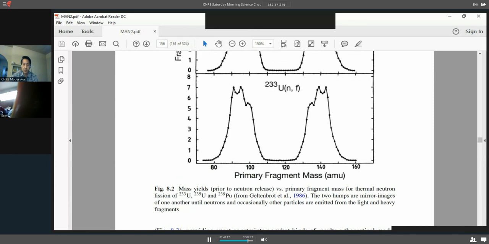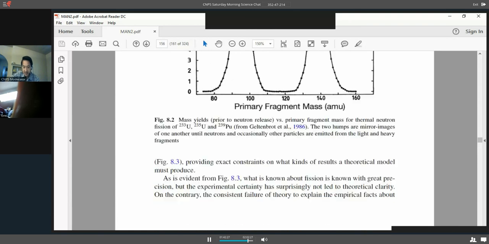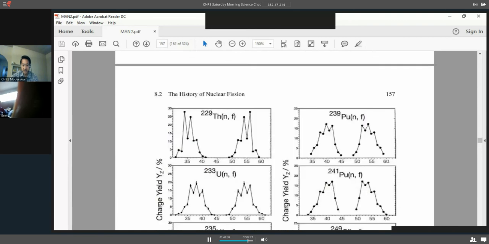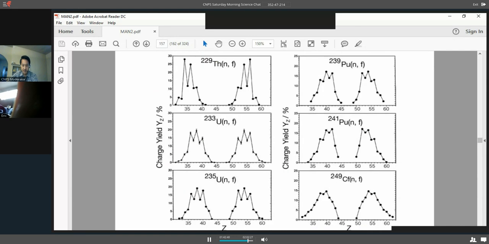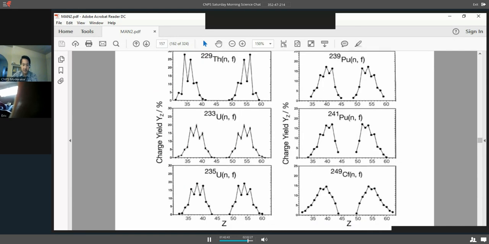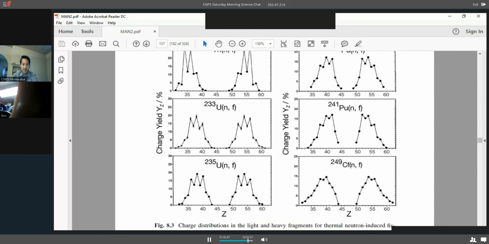AMU. But the picture is indicating that the most likely thing for uranium to fall apart into is one piece at 95 and another piece at 140. That's basically what the chart is saying. So that is an interesting thing. This is like all the other elements, and you see no matter what their mass is, they all seem to exhibit this asymmetric distribution.